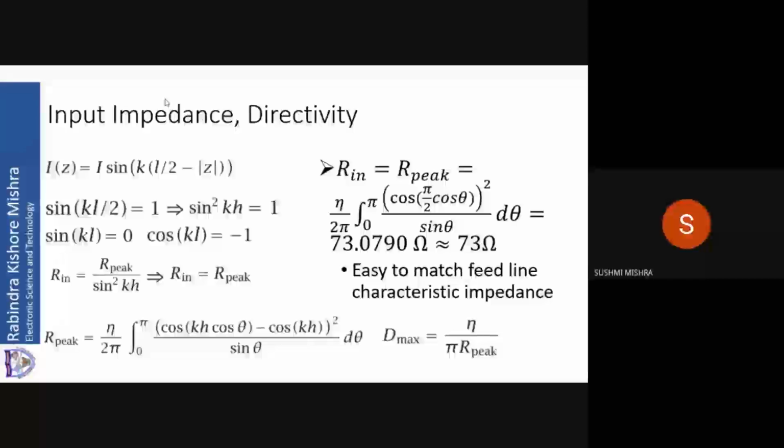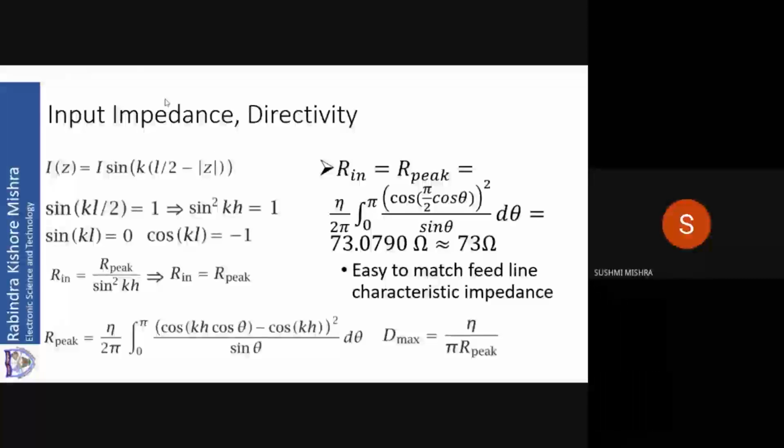Now let us start. In the last class, we have seen an expression for input impedance, which we also call radiation resistance. Rin is equal to R peak upon sin square KH. Now we have just seen that sin KH is equal to 1, so sin square KH is equal to 1. So if you use that value, then for a half wave dipole antenna, Rin is equal to R peak.